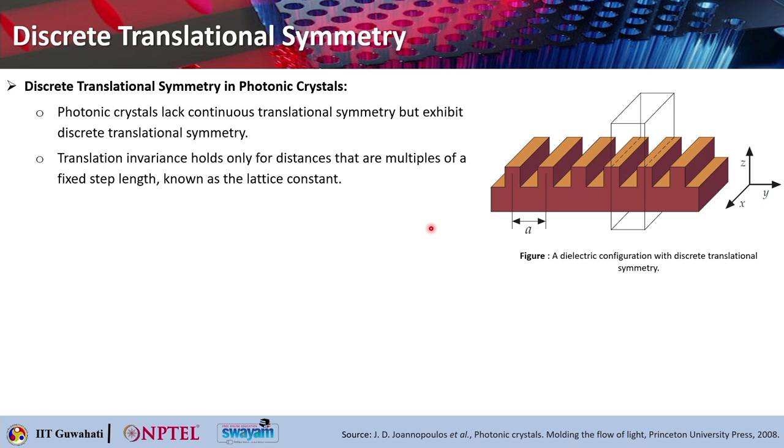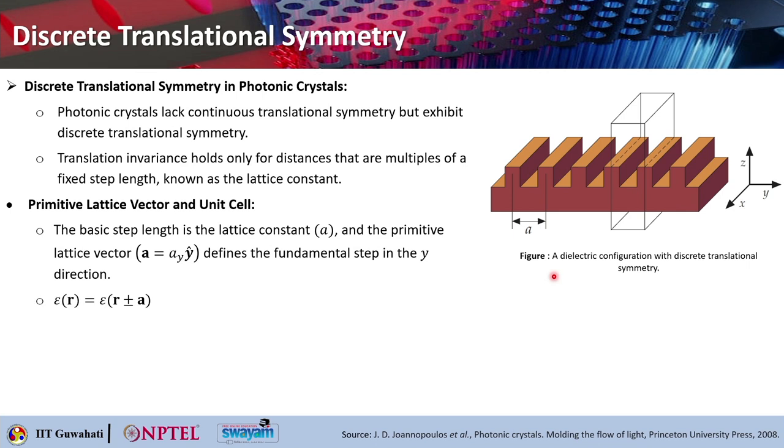So if this is the lattice constant, then in integral multiples of this lattice constant, you will see that the feature is repeating. So it has this discrete translational symmetry. Now, because of this discrete translational symmetry, you can write that the lattice vector a is a y-cap, because here you can see that the periodicity extends along the y direction. And you can also write epsilon of r equals epsilon of r plus or minus a. This is true, but it also repeats for all integral multiples of a.